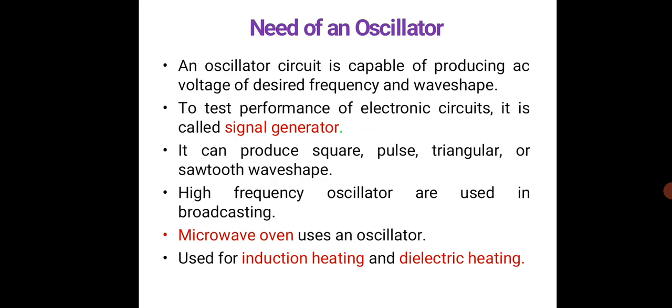To test the performance of any electric circuit, it is termed as a signal generator. It can produce square, pulse, triangular or sawtooth wave shapes. High frequency oscillators are used in broadcasting. A microwave oven uses an oscillator. It is also used for induction heating and dielectric heating.